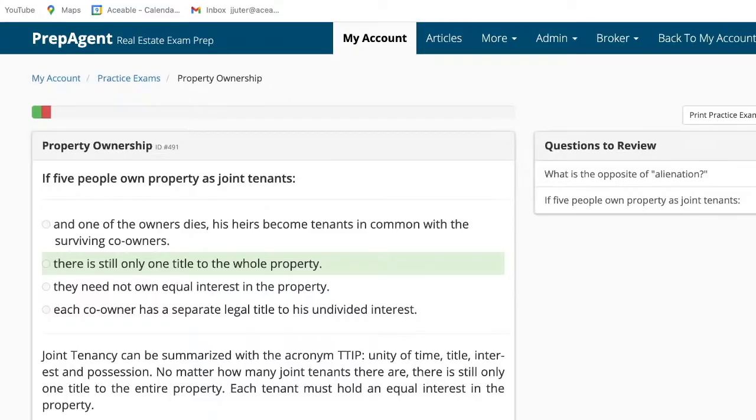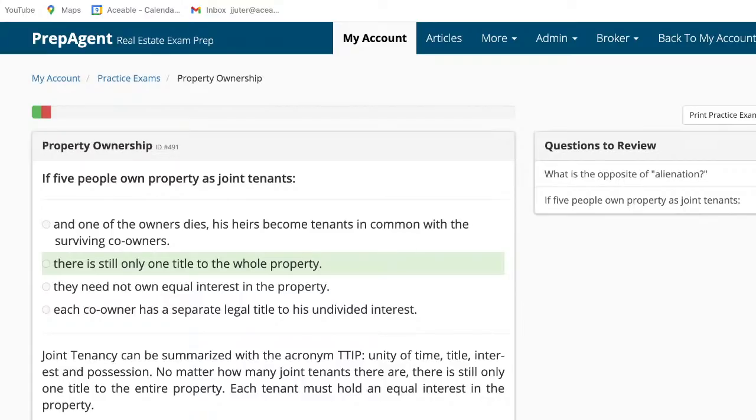Okay, time, title, interest, and possession. Nice job, everybody. And there's something else beyond that that makes a joint tenancy joint tenancy. Some of you guys named it in the chat already. Beyond time, title, interest, and possession, there's also the right of survivorship. Nice job, folks.